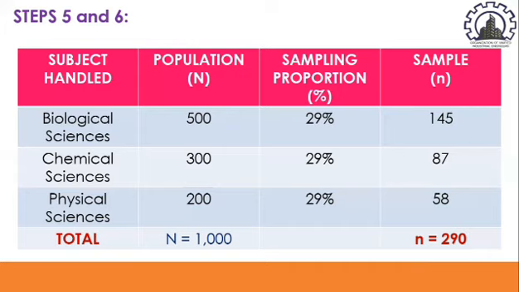Now, since our computed sampling proportion is 29%, we then need to calculate our sample size by computing 500 multiplied by 29%. So 500 times 29% is 145 teachers. 300 multiplied by 29% is 87 teachers. And 200 multiplied by 29% is 58 teachers. So therefore, if we are employing stratified random sampling, then instead of using the 286 sample size, we will be using 290 as the sample size, as calculated. All right, so this is how you calculate sample size.